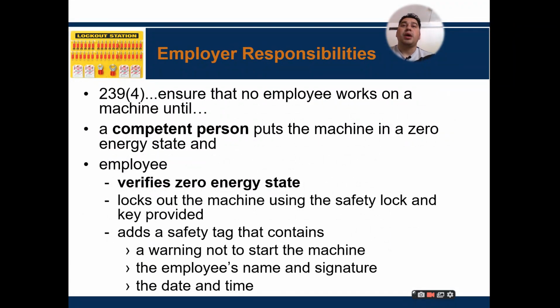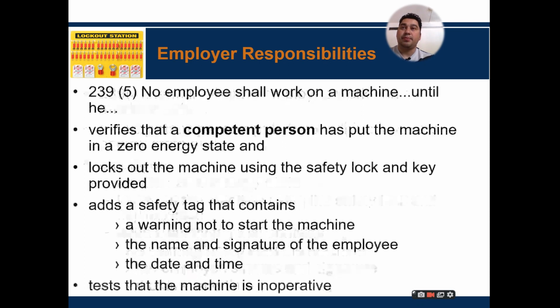And ensure that no employee works on a machine until a competent person puts the machine in a zero energy state, and the employee verifies the zero energy state. These are the responsibilities of the employee: lock out the machine using the safety lock and key provided, and add a safety tag that contains a warning not to start the machine, the employee's name and signature, and the date and time. So these are the responsibilities of the employer and employees.